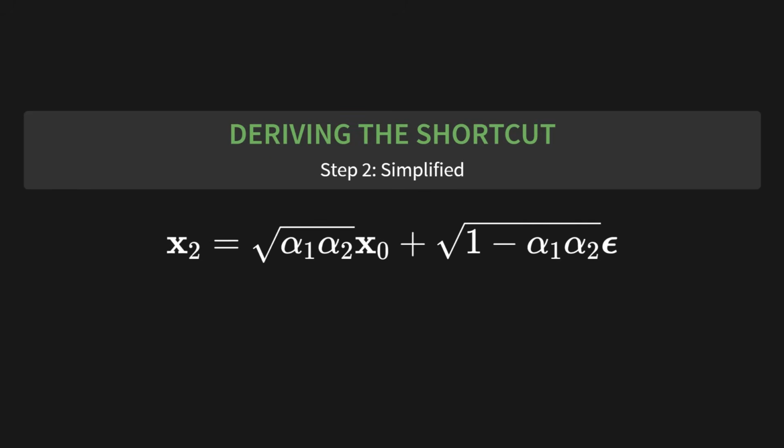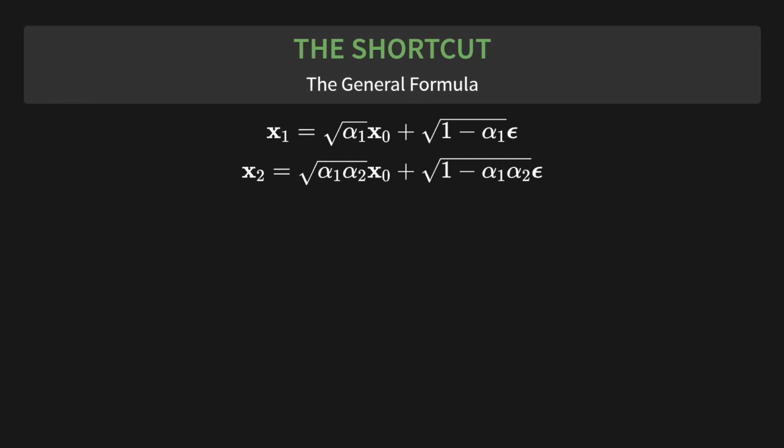x sub 2 equals the square root of alpha 1 times alpha 2 times x sub 0 plus the square root of 1 minus alpha 1 times alpha 2 times epsilon. And notice the pattern here. That product, alpha 1 times alpha 2, appears in both terms. And this pattern continues. For x sub 1, we use alpha 1. For x sub 2, we use the product of alpha 1 and alpha 2. For x sub 3, it's the product of alpha 1, 2, and 3, and so on.